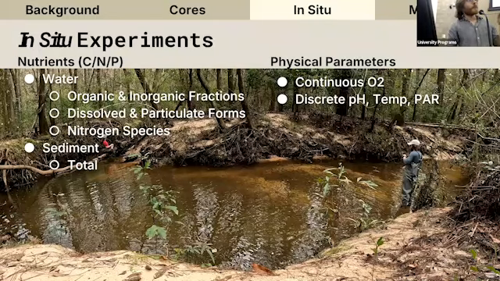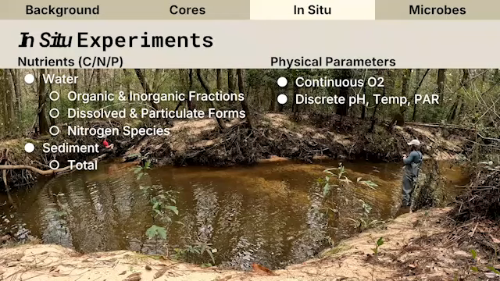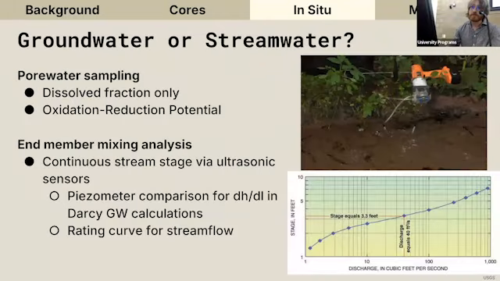For sediment, we don't really care about all that. We're just looking at total portions. We want total carbon, total nitrogen, total phosphorus. And we're also logging O2 because one concern is how much will this hypoxic zone actually spread within the stream. We want to make sure we not only have this hypoxic zone at the site, but it's not propagating downstream. And then we're also taking discrete pH, temp, and PAR measurements.